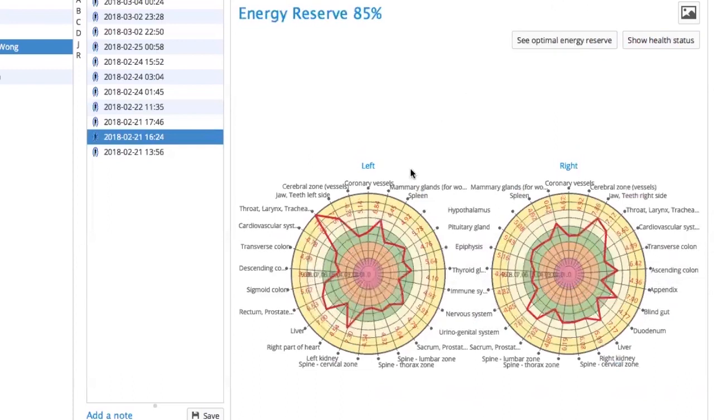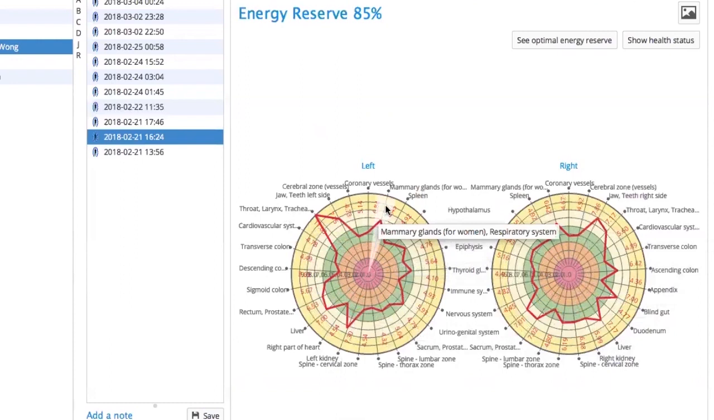And energy reserve, you can see how much energy reserve, so 85%. So optimal energy reserve, once again, is right in the optimal level. And maybe, let's see, I was too active with the throat. Maybe I'm talking too much, so you got too much energy there, and probably not enough energy. Well, it looks pretty good. Maybe too much energy in some places.